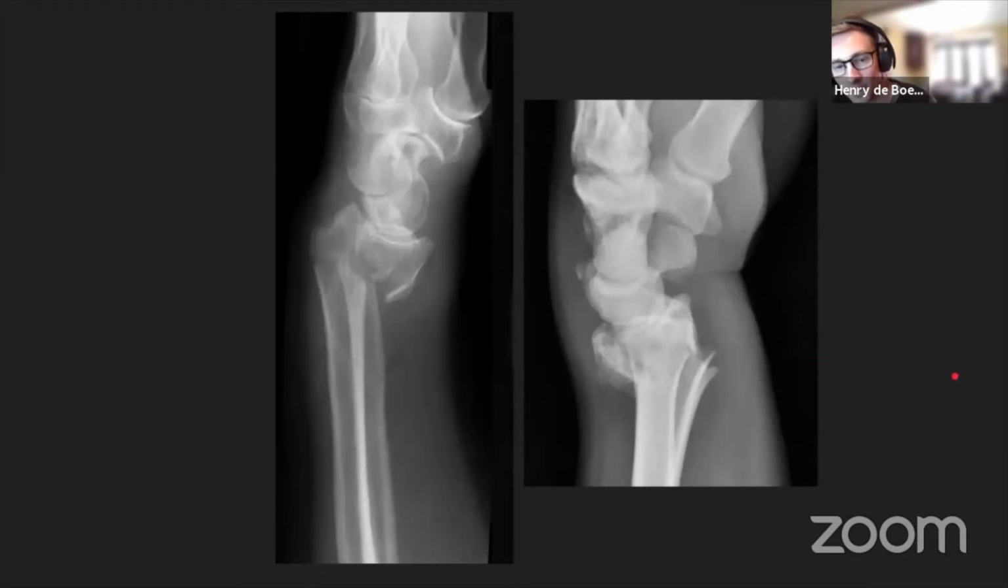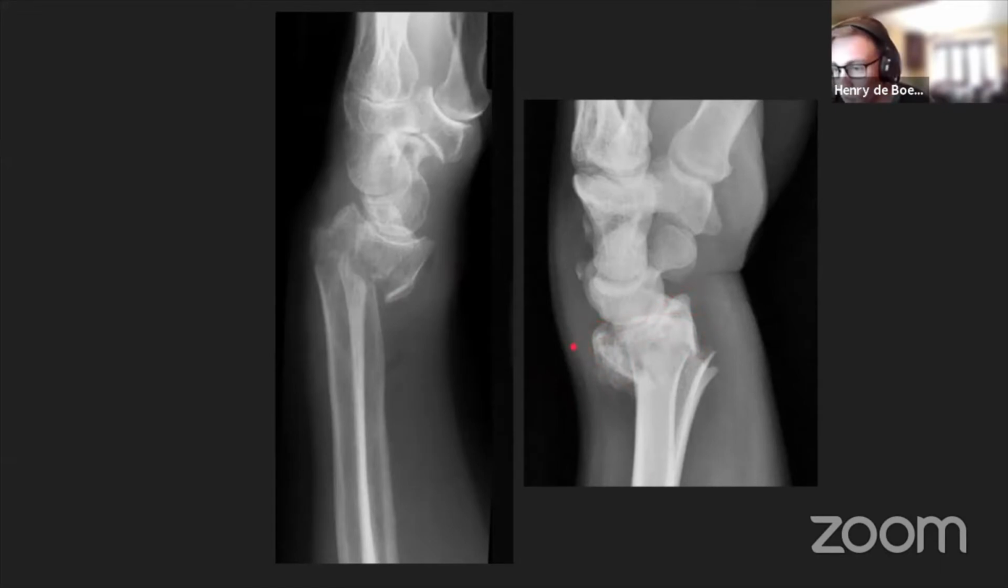Next film. These are two different films, so these are not from the same patient. The reason I bring this up is because these are both distal radius fractures. This one has displaced in a volar direction, so towards the palm, and it's angulated in the volar direction. This one has displaced posteriorly and angulated posteriorly.